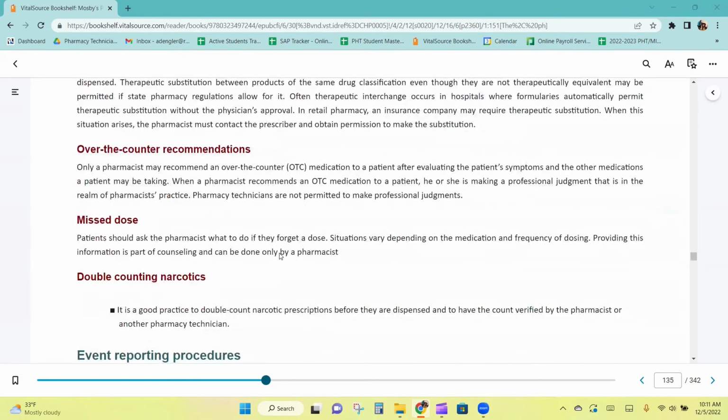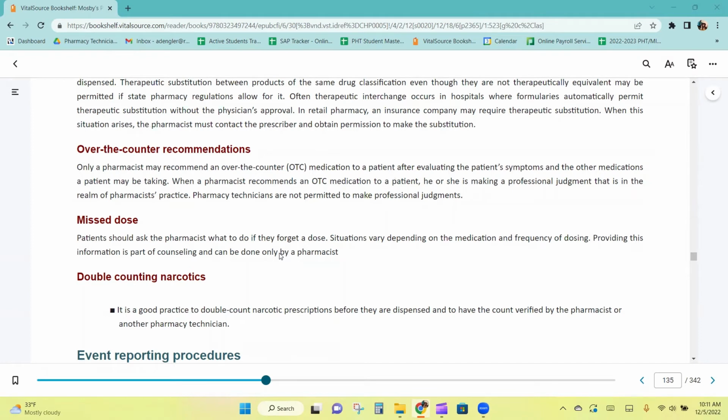Only a pharmacist can recommend over-the-counter medications to patients after evaluating their symptoms and other medications they may be taking. When a pharmacist recommends an OTC med to a patient, he or she is making professional judgment that is in the realm of pharmacist practice. We, as pharmacy technicians, are not permitted to make professional judgments under any circumstance.